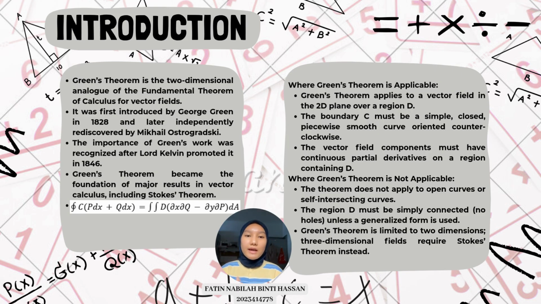Now, let's look at where Green's theorem can be applied. First, it is used for a vector field in a two-dimensional plane over a region, usually denoted as D. Second, the boundary of the region, called C, must be a simple, closed, and piecewise smooth curve, and it should be oriented in the counterclockwise direction. Lastly, the vector field components must have continuous partial derivatives throughout the region.